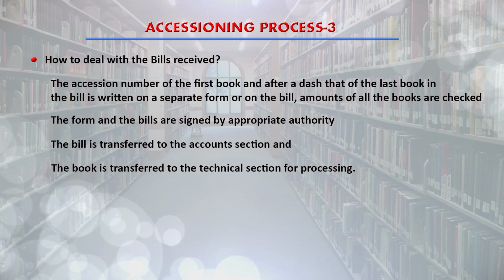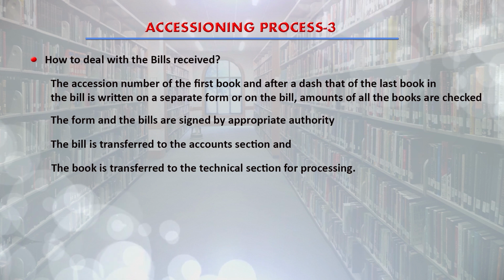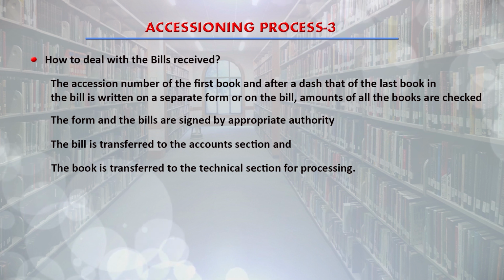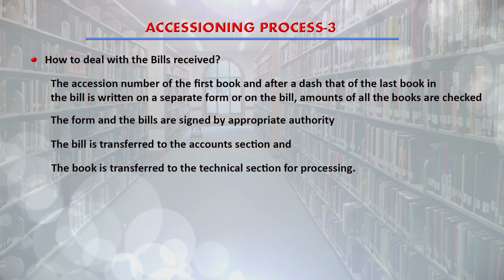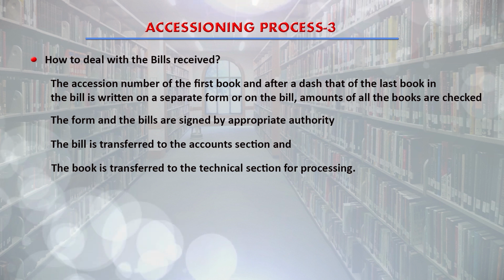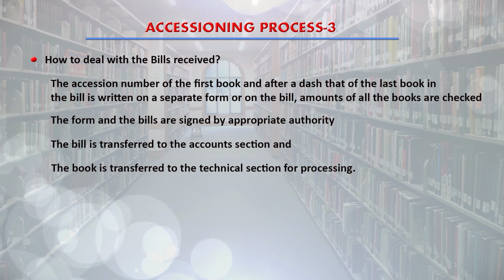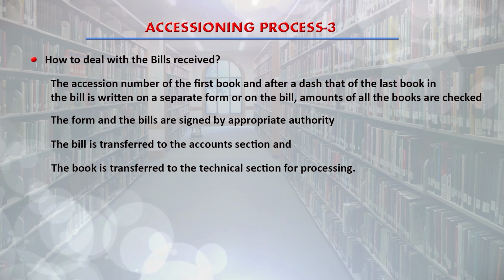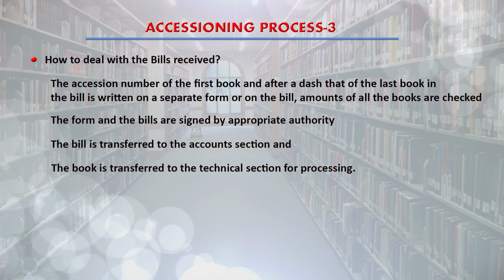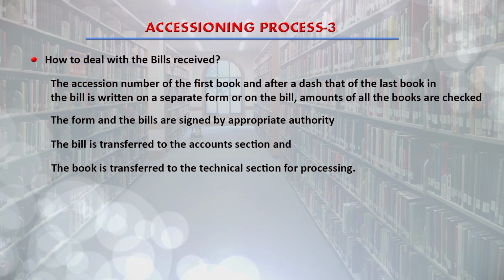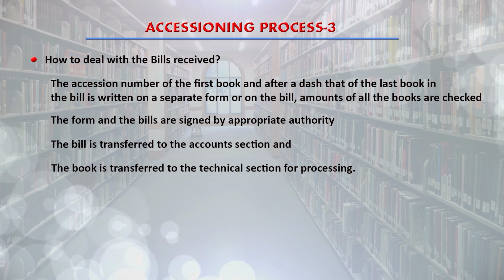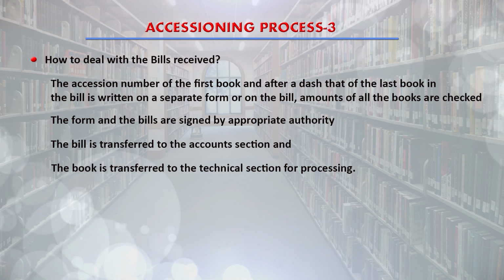Once these accession numbers are put and the books are through, the bills you receive from the bookseller need to be accessioned as well. How? Along with the bill you have to create a document, and there you put which number to which number, that is, the first to last accessioned books. You have to put those numbers, and under each of the items listed in the bill you have to put an accession number as well.